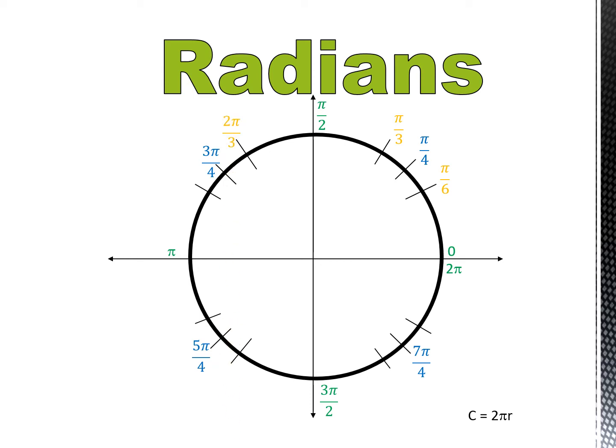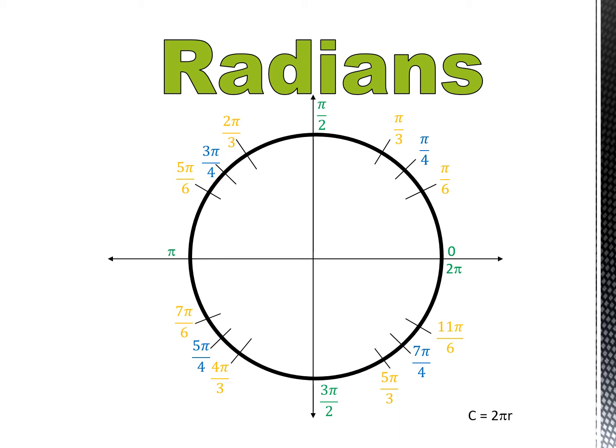2 pi over 3, 5 pi over 6, 7 pi over 6, 4 pi over 3, 5 pi over 3, and 11 pi over 6. Again, those are hard to remember. So the shortcut way to label them is going by 1/6.